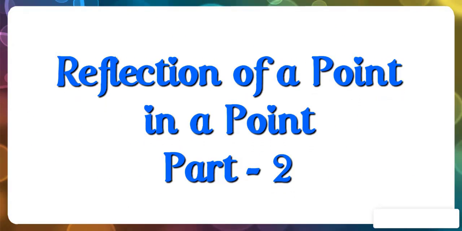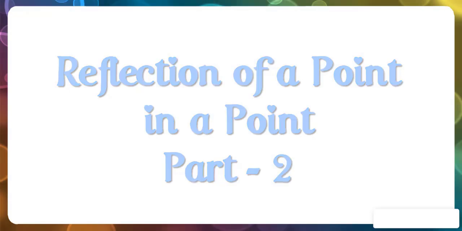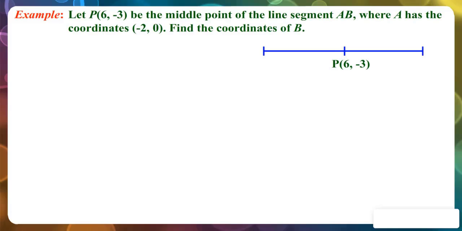Reflection of a point in a point. Part 2. Let's take the next example. Let P (6, -3) be the middle point of the line segment AB where A has the coordinates (-2, 0). Find the coordinates of B.